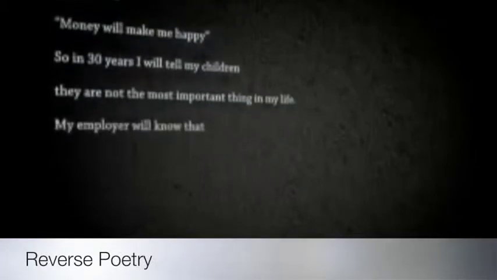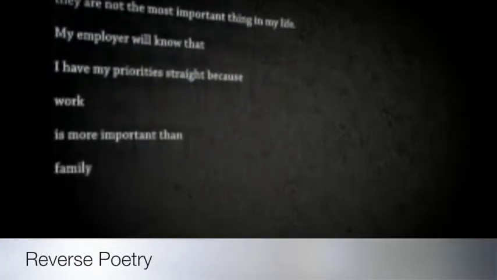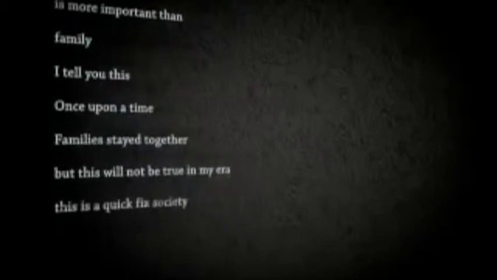I realize this may be a shock, but happiness comes from within is a lie, and money will make me happy. So in 30 years, I will tell my children they are not the most important thing in my life. My employer will know that I have my priorities straight because work is more important than family. I tell you this: once upon a time, families stayed together. But this will not be true in my era. This is a quick fix society. Experts tell me 30 years from now, I will be celebrating the 10th anniversary of my divorce.